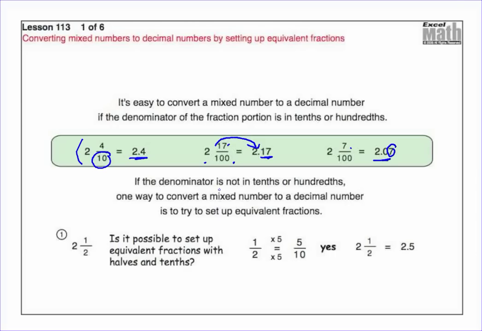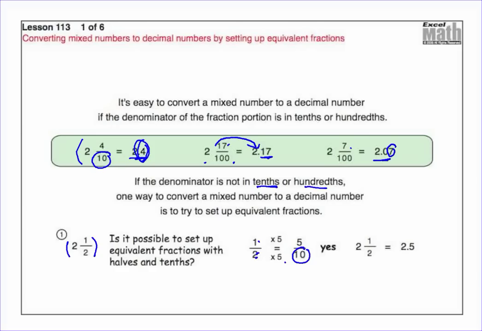If the denominator is not tenths or hundredths, or we might say thousandths or 10,000ths, one way to convert a mixed number to a decimal number is to try to set up equivalent fractions. What about 2 1/2? How would I change that to a decimal? Is it possible to set up equivalent fractions with halves and tenths? So I put the 1/2 here, and then I put tenths, because if I can make it be tenths, I can make it look like this, decimal point something.